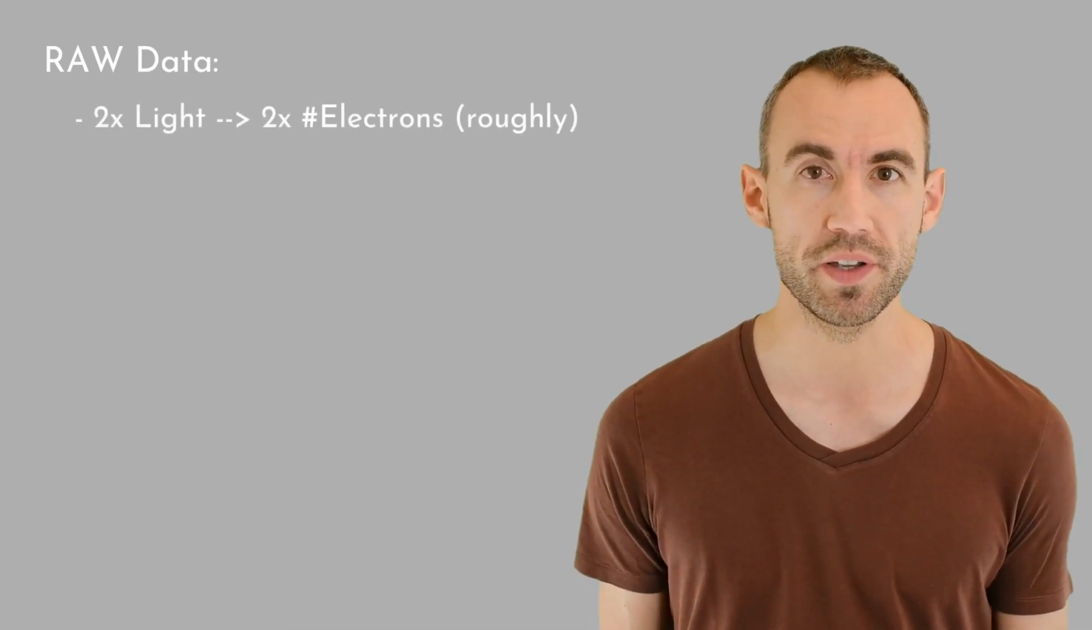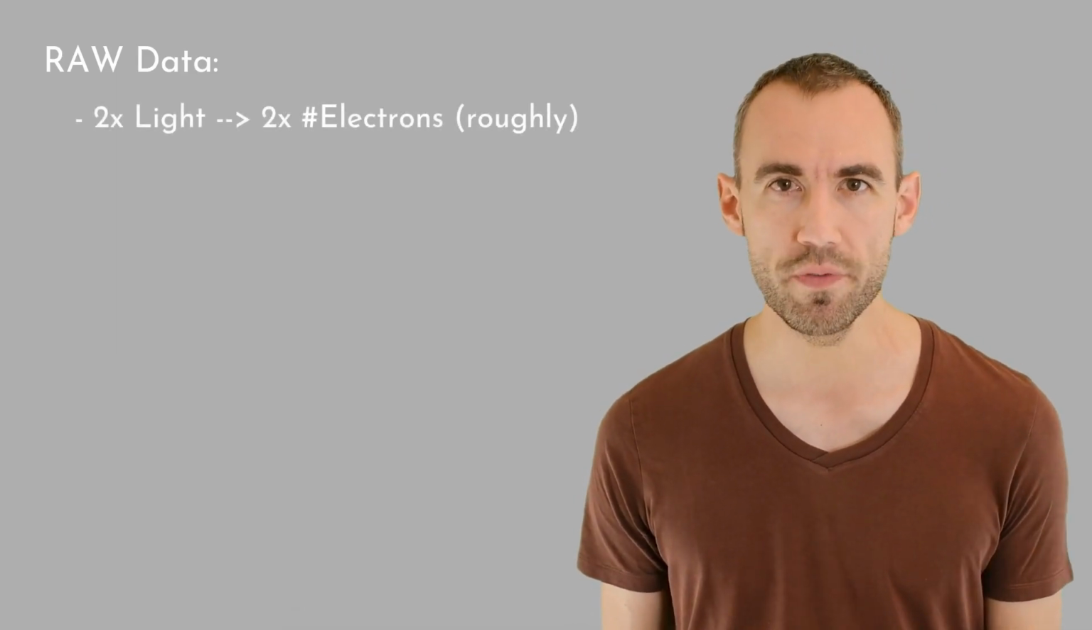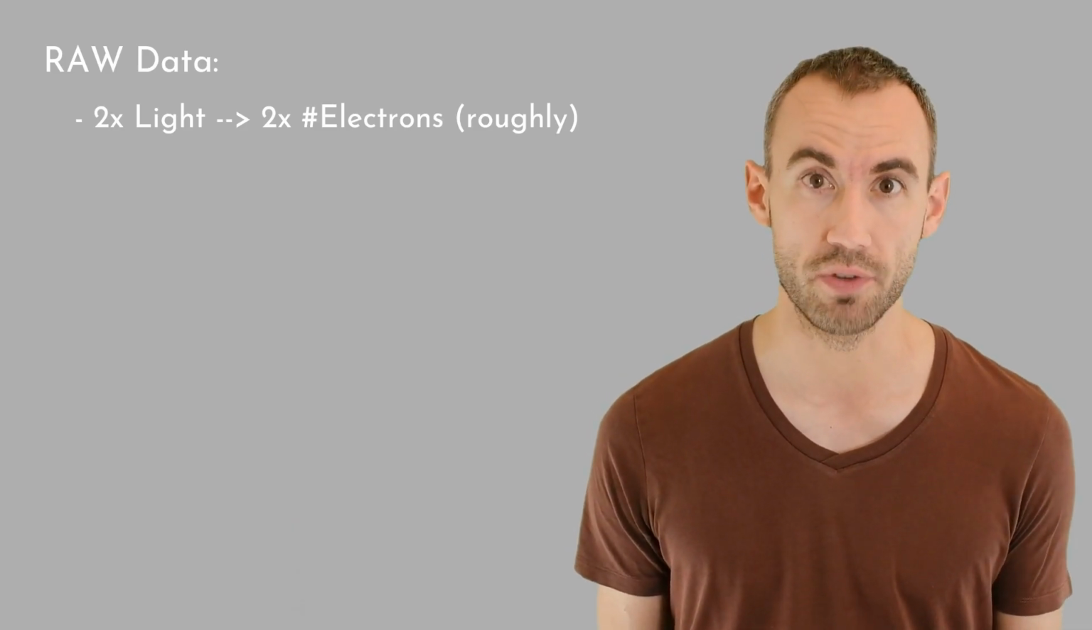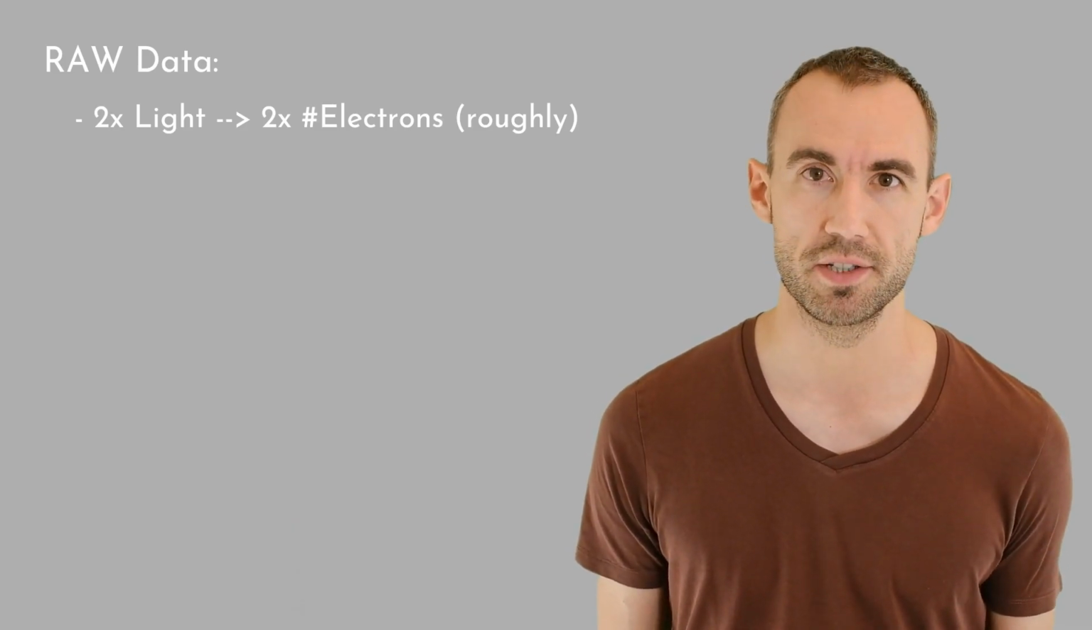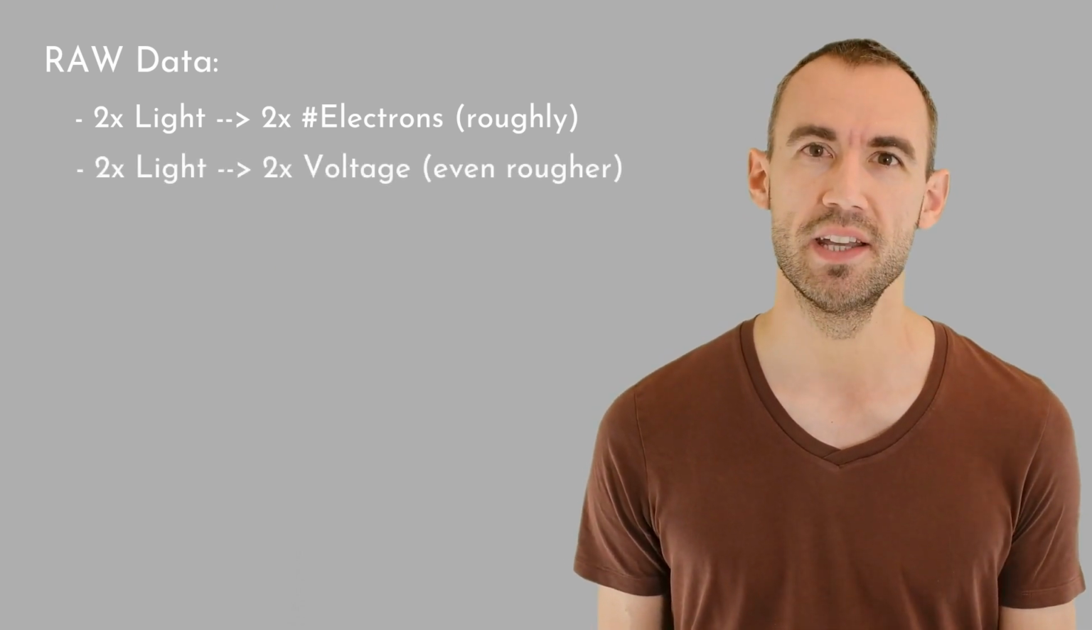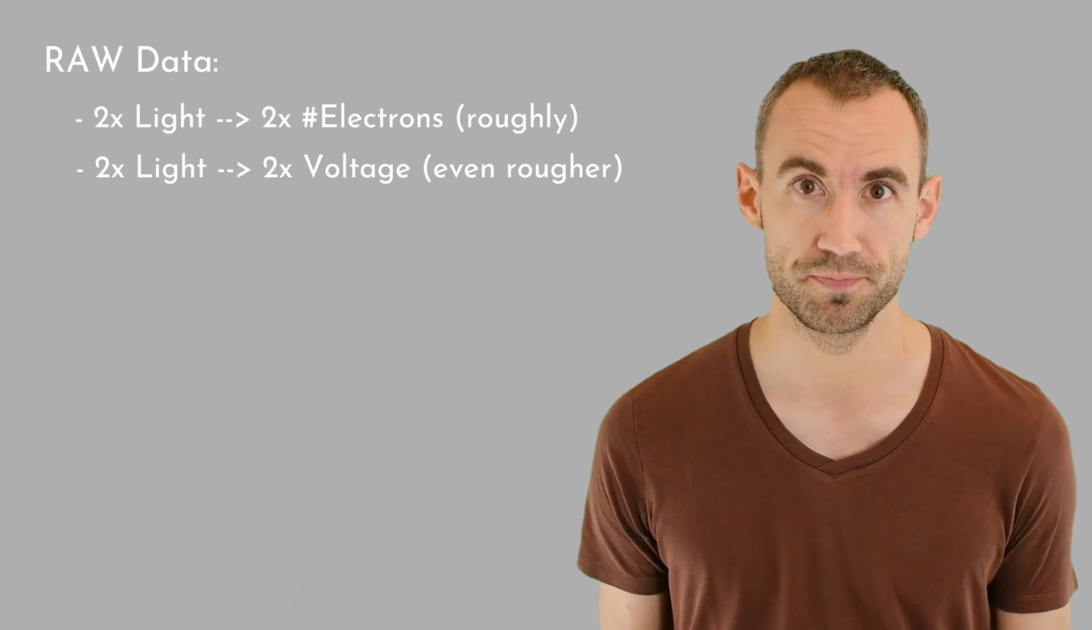So, loosely speaking, when we take a picture, light goes through the lens and it falls onto our sensor. There it excites some electrons, so they move around. And if twice as much light comes in, then roughly twice as many electrons will be moving around. These moving electrons represent a current, and that current is then converted into a voltage, and the voltage is measured. So if twice as much light comes in, then we'll have roughly twice as high a voltage.